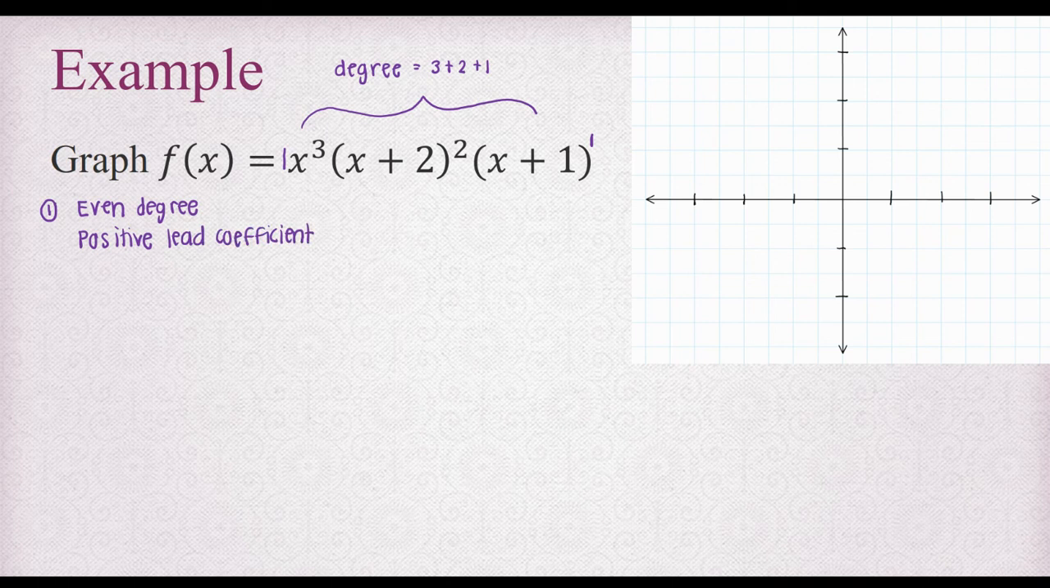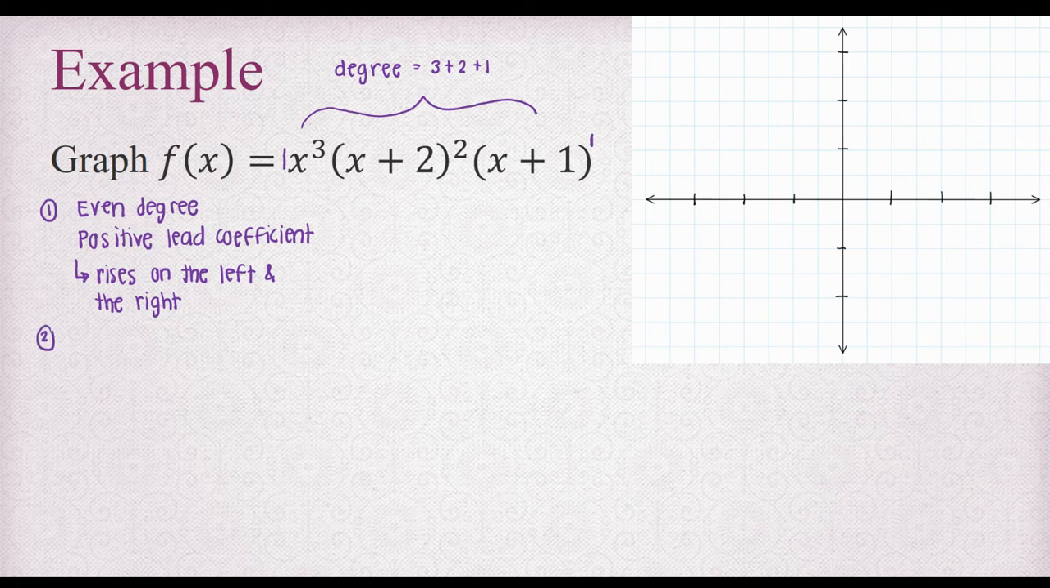So once again, even degree tells me that I'm going to be heading in the same direction on both the left and the right side. Positive means that we're going to be heading up. So it's going to be rising. So it rises on the left and the right. Okay, so there's my end behavior. I know I need to have both sides going up.